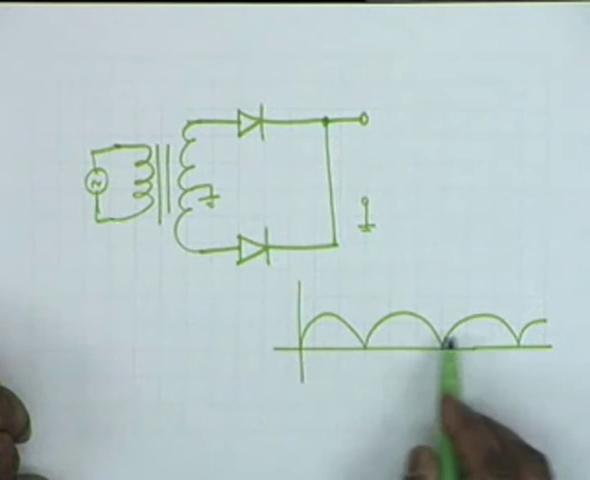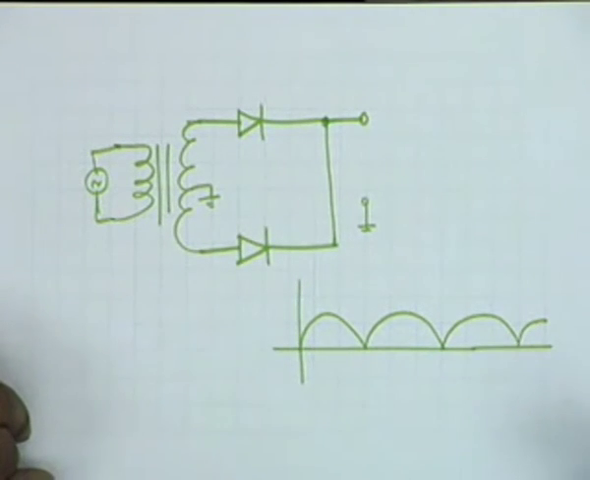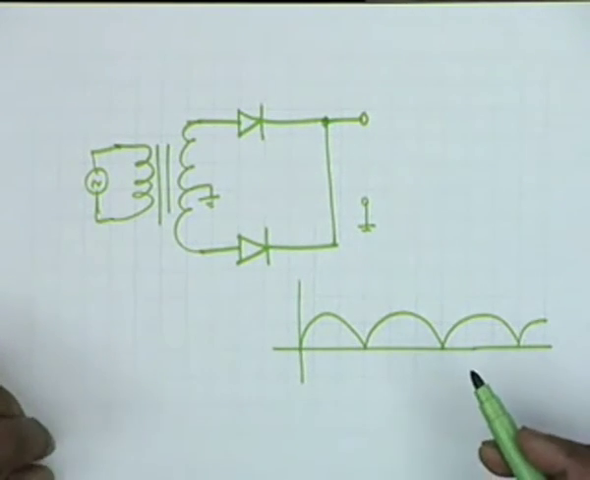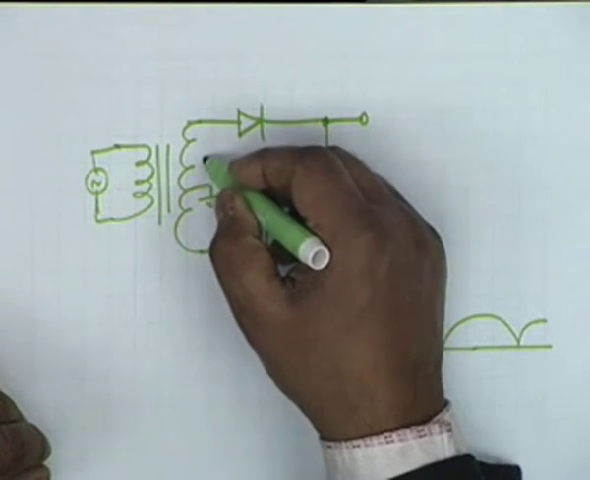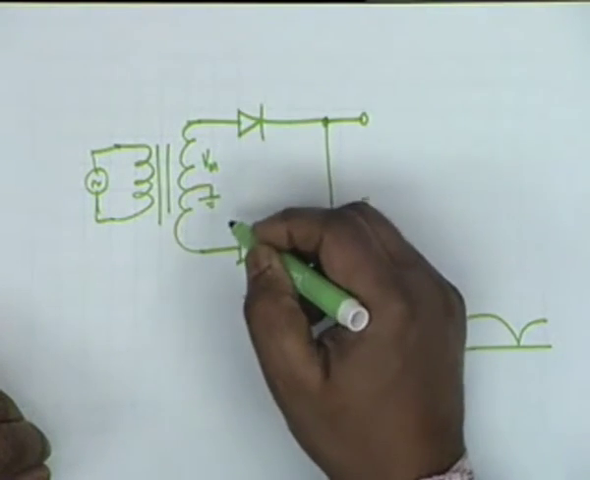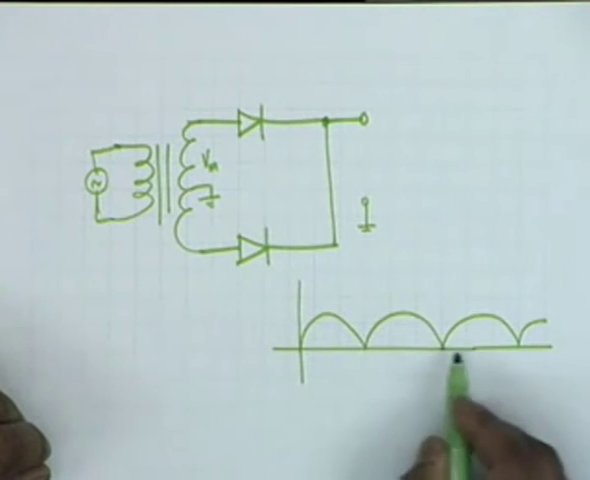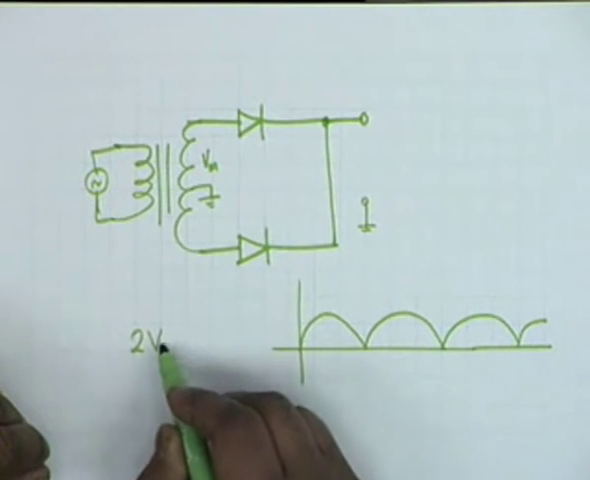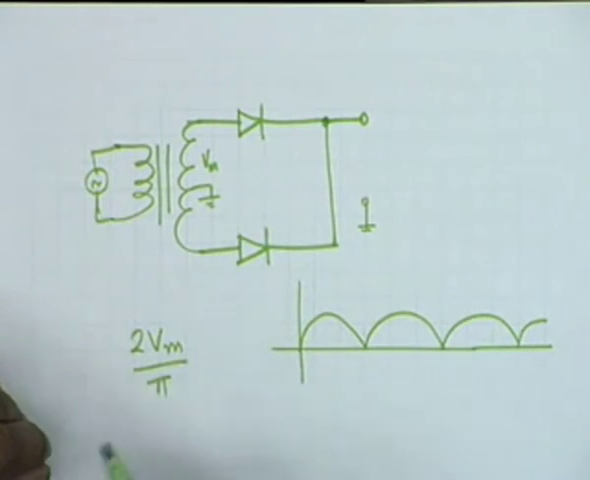Now obviously there is an average value, there is a DC value. If the maximum value here is Vm, then what is the average value of this? Twice Vm divided by pi. We had done this earlier.